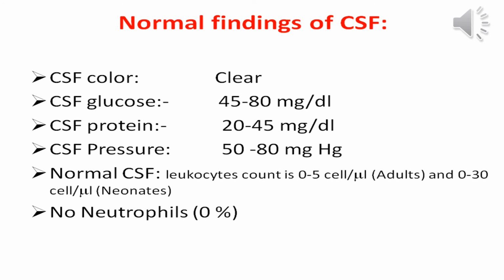0 to 5 cells present in adults, most of them are lymphocytes, 90% of them. 0 up to 30 cells of white BC present in newborns, 90% of them are lymphocytes. There is no neutrophils present in this type of specimen.